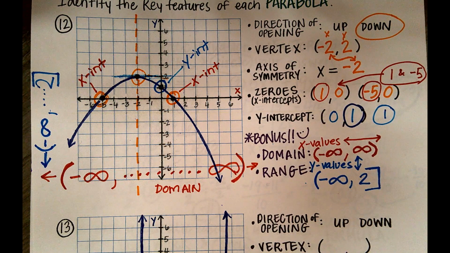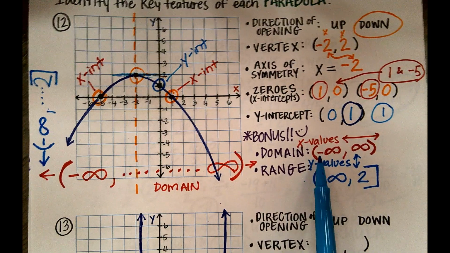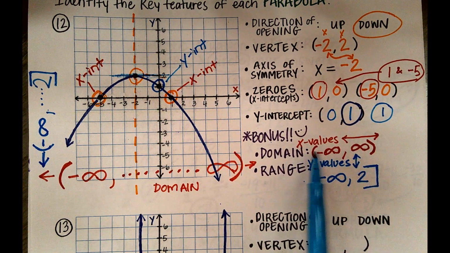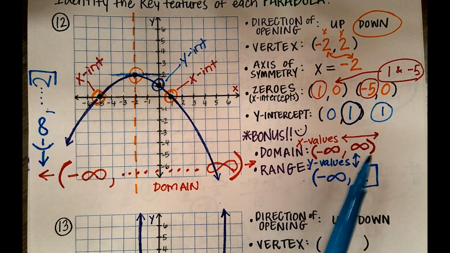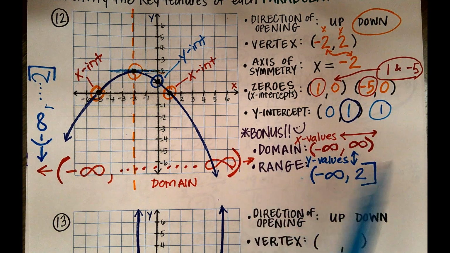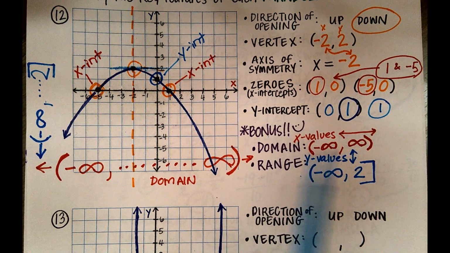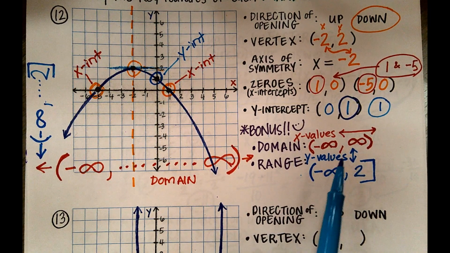Now, a point about domain: every parabola has the same domain. No matter what, it will always be negative infinity, positive infinity. Every single time. So this is a free bonus point, guys. Your domain for both on the quiz is going to be negative infinity, positive infinity. The range is different.